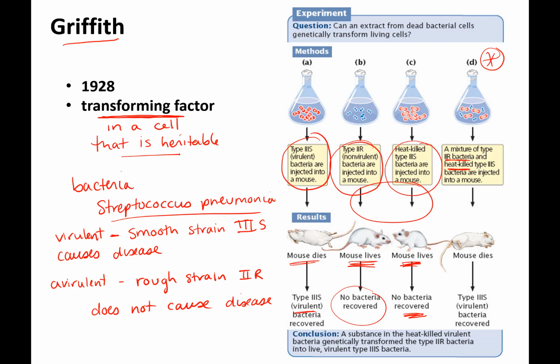He took the heat-killed strain, he mixed it with the avirulent strain, injected it into the mouse, and the mouse died. So all of a sudden, somehow, the avirulent strain was transformed into a virulent strain. Right? Somehow this combination killed the mice, when alone they didn't. And when he went to isolate bacteria, he got back the smooth strain. He got back the virulent, even though it was heat-killed.